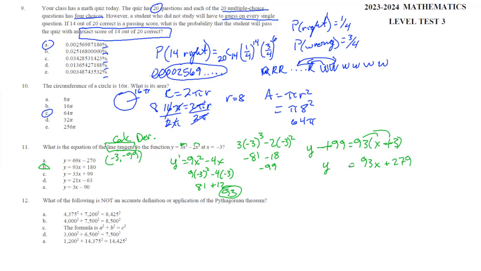And then subtract 99 from both sides, and you get y equals 93x plus 180. And that's where they got the 180. But yeah, you could have identified the slope correctly, and we're done. We wouldn't have even needed to get the point.